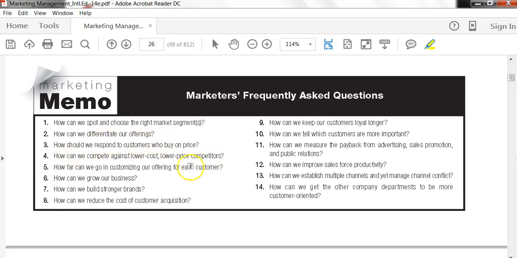And there is one point I think may be interesting to you: how can we compete against low cost and low price competitors? Here our competitors are low cost providers. They produce items at absolutely low cost, and they also charge a low price. So how can we compete with them?